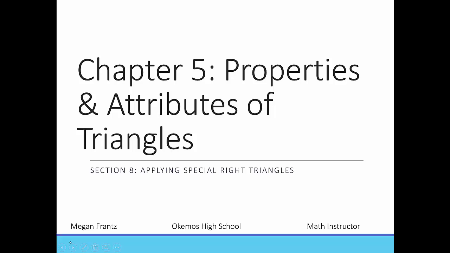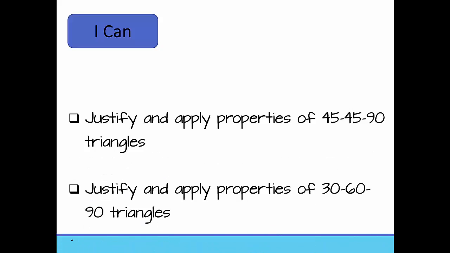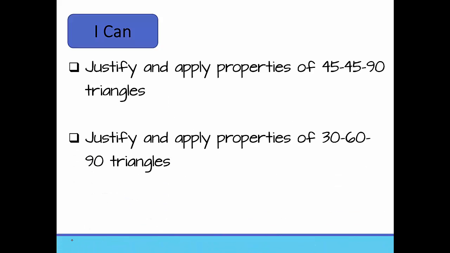Chapter 5, Section 8 is about applying special right triangles. By the end of this lesson, you should be able to justify and apply properties of 45-45-90 triangles, and do the same thing with 30-60-90 triangles.